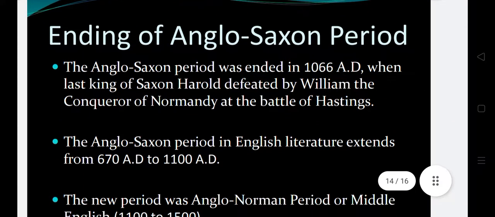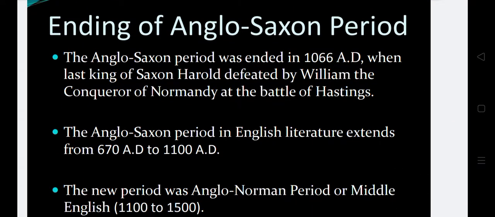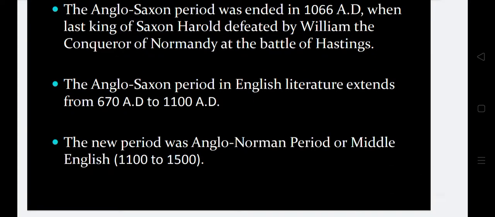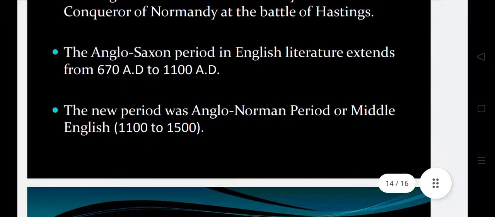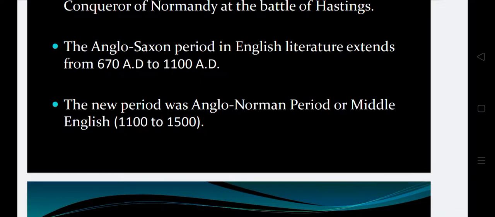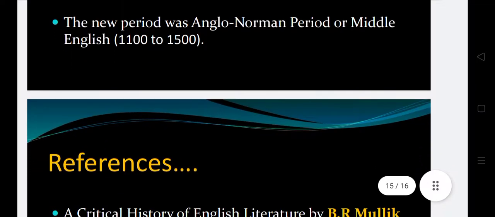As for the ending of the Anglo-Saxon period, it ended in 1066 AD, when the last Saxon king, Harold, was defeated by William the Conqueror of Normandy at the Battle of Hastings. We'll discuss it in detail in another video. The Anglo-Saxon period in English literature extends from 670 to 1100 AD, and the new period was the Anglo-Norman period, or Middle English, from 1100 to 1500.